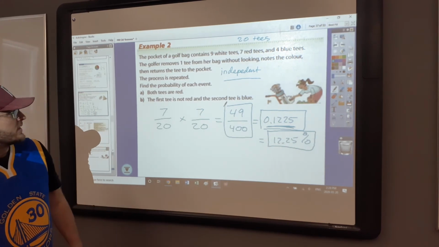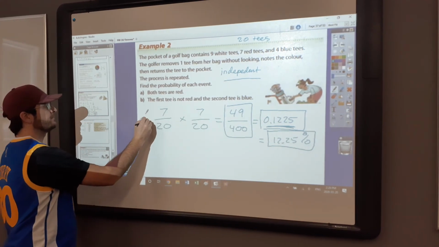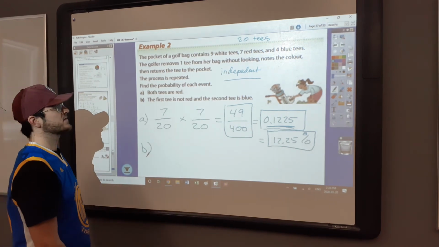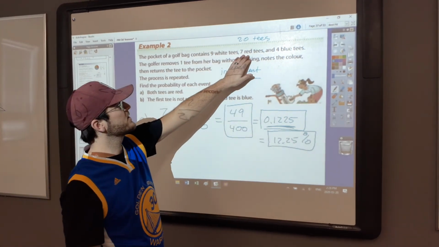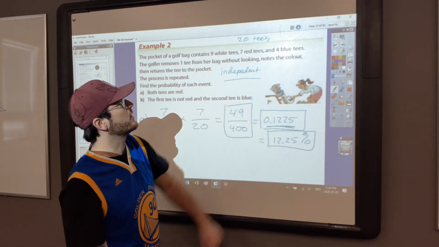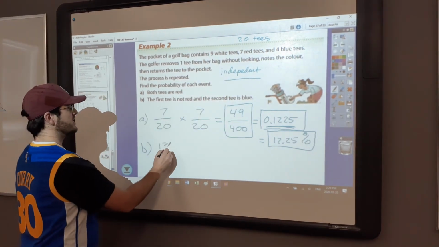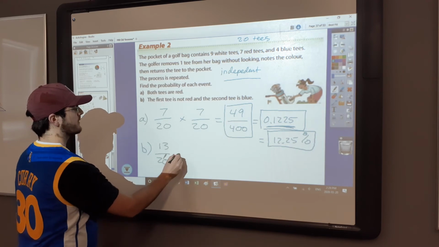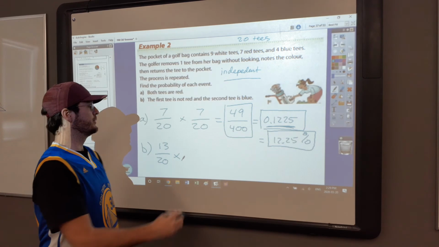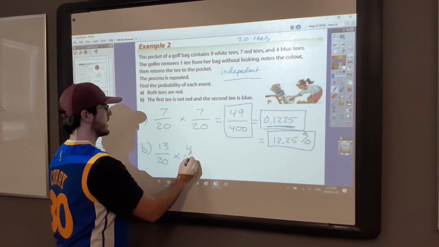Okay, that's for A. For B, the first tee is not red, and the second tee is blue. So not red, we're looking at the probability of not getting a red. Well, that'd be 9 and 4. There'd be 13 other tees that are not red. The second event is that it's blue. Blue tees being 4 out of 20.